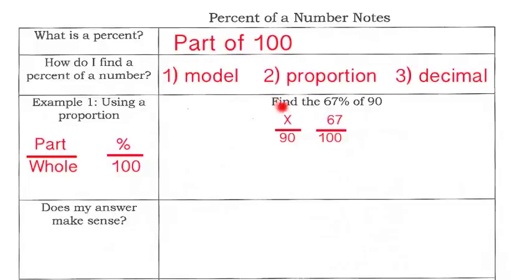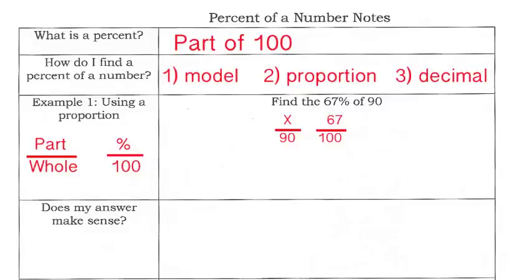So the question is, find the 67th percent of 90. So your percent is always written where the percent is, and it says of 90. Of 90, 90 is your whole, so we have to find what 67% equals. And so to do this, you have x over 90 equals 67 over 100.